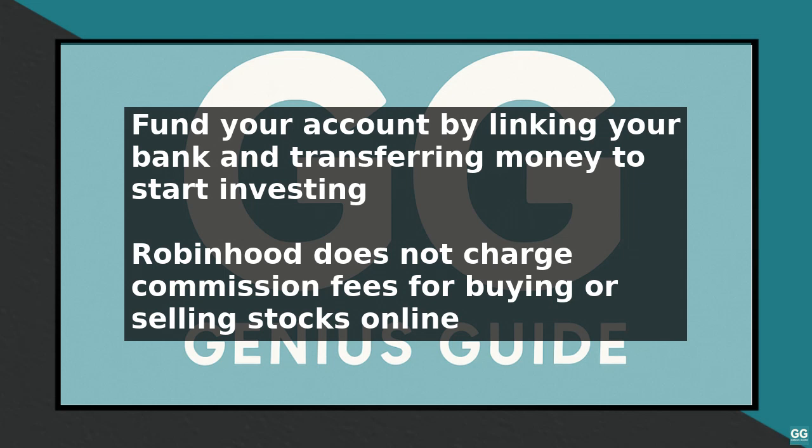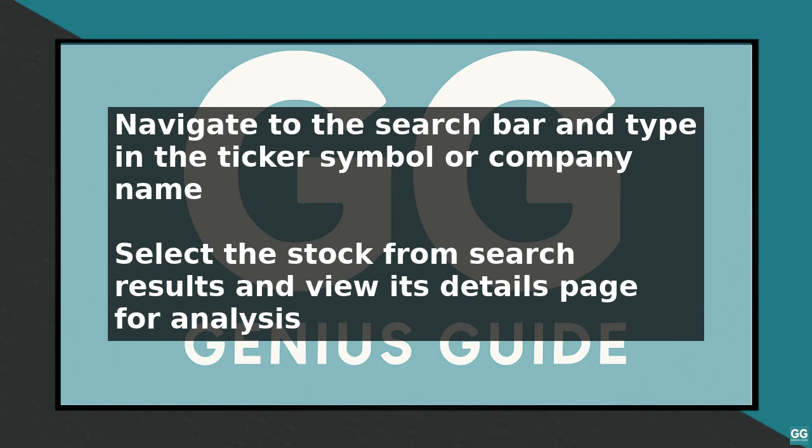To place an order, click on the buy button and enter the number of shares you want to purchase. You can also set a limit price, which is the maximum amount you are willing to pay for the stock. After you have placed your order, Robinhood will execute it at the current market price or your limit price, depending on the type of order you chose. You can view your portfolio and track the performance of your stocks in the app.